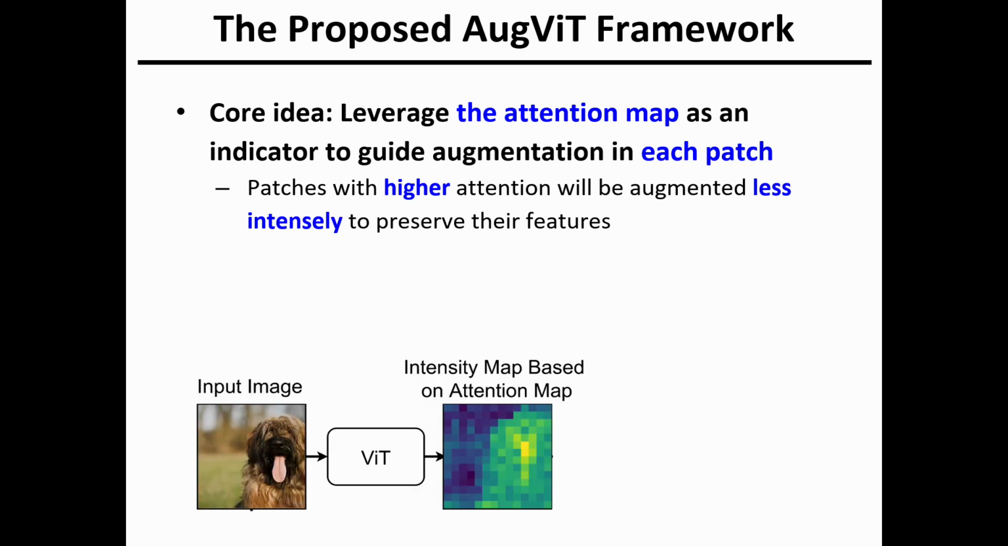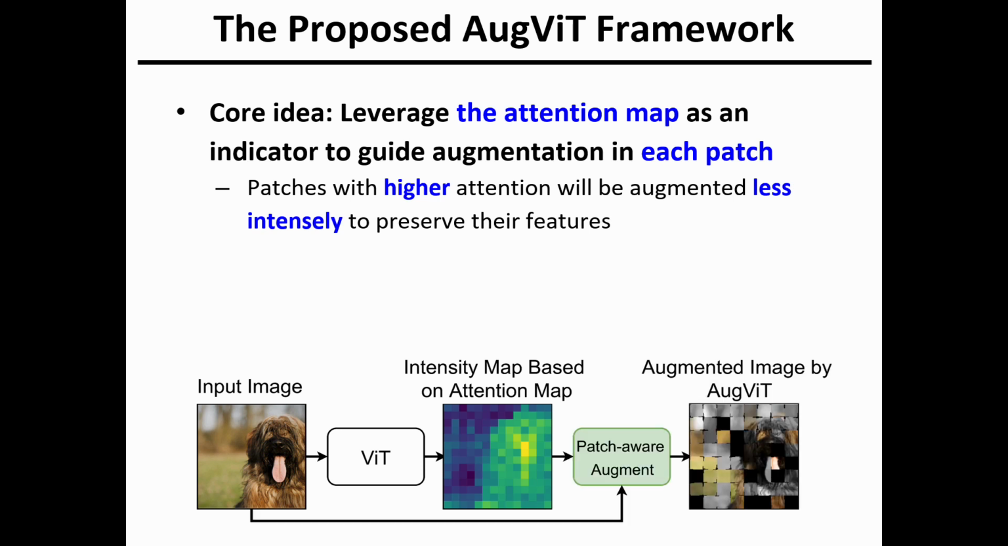The flowchart of our AugViT is that given an input image, we first pass it into the half-tuned vision transformer, extract the attention map, and generate the intensity map based on the attention map. Then we use this intensity map to guide the patch-aware augmentation of the input image and finally generate the augmented image by our AugViT framework.